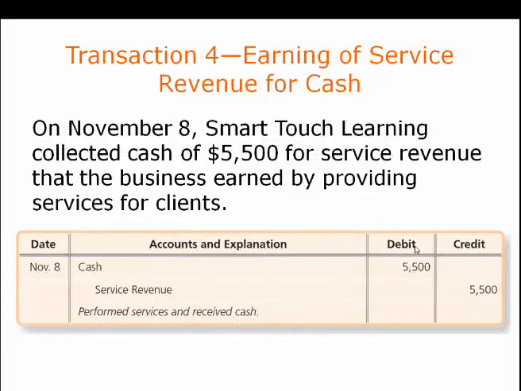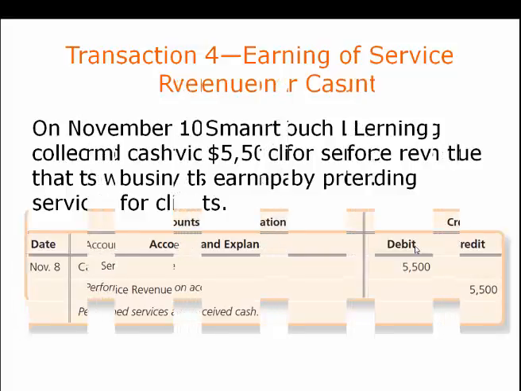Transaction 4. It says on November the 8th, Smart Touch Learning collected cash of $5,500 for service revenue that the business earned by providing services for clients. So cash came in, so we're going to debit cash, remember Exhibit 2.5, and we're going to credit service revenue. To increase your revenue account, you have to credit it. And so that's our transaction here.